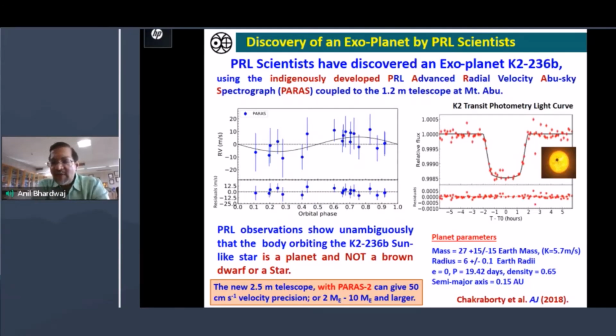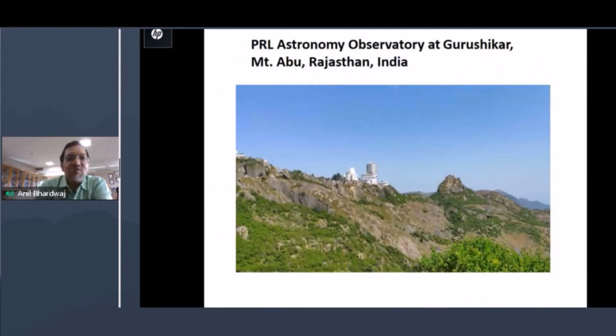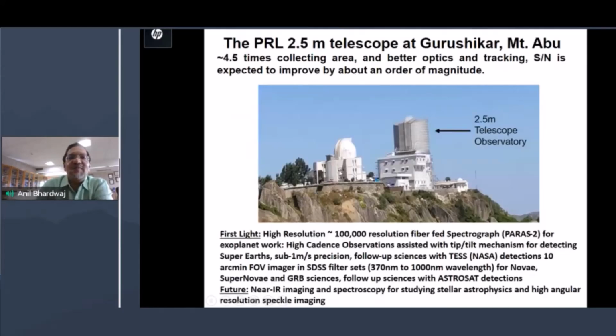And this telescope facility is now being upgraded. So we have a 2.5 meter telescope coming up at the same location. Now you are seeing the old one, the 1.2 meter telescope, and the 2.5 meter coming in the back. You can see it much better over here. And this will be an order of magnitude improvement over what we could do using the 1.2 meter telescope here. So this is still getting commissioned. The building is ready. The telescope is getting installed. It will take about 6 to 8 months to get it commissioned to see the first light and then start making observations.